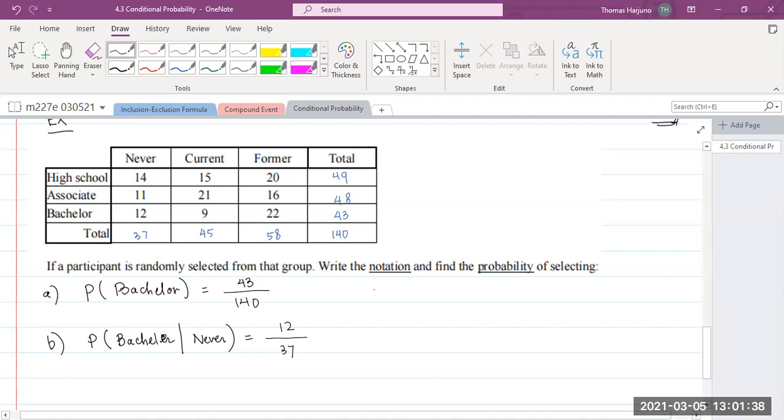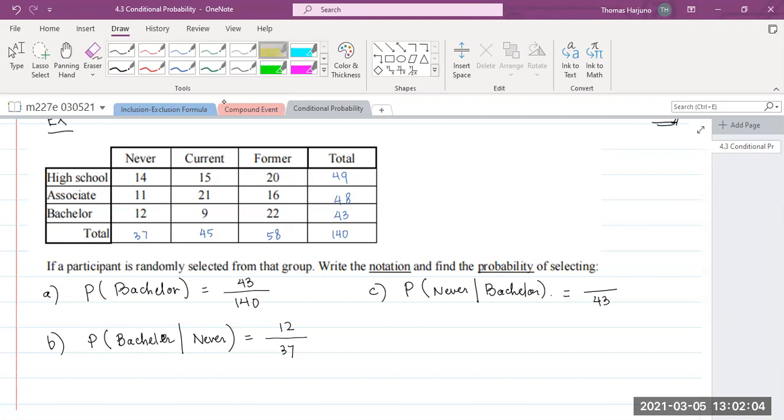How about if we go around? What is the probability somebody never smoke, knowing that person have bachelor degree? So you see how many people have bachelor? There are 43 people have bachelor. Of those 43 people who has bachelor, how many of them never smoke? 12 of them never smoke.